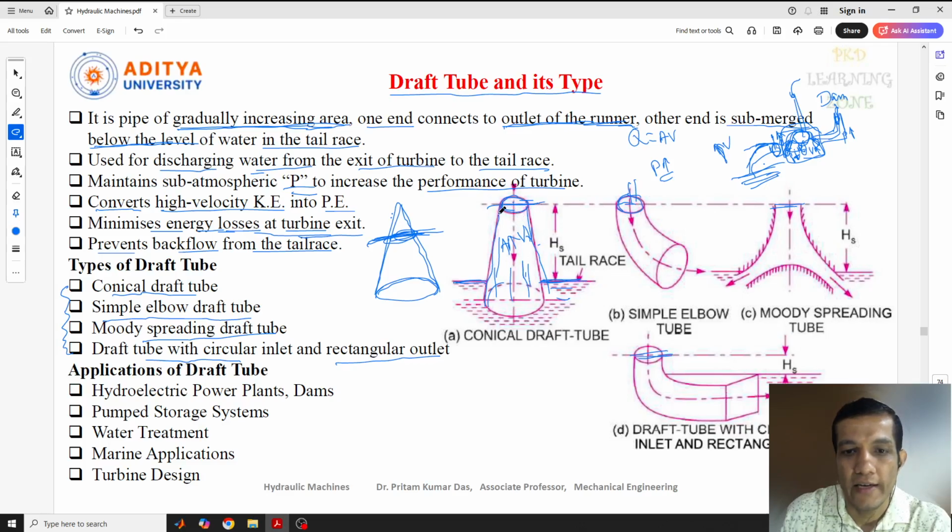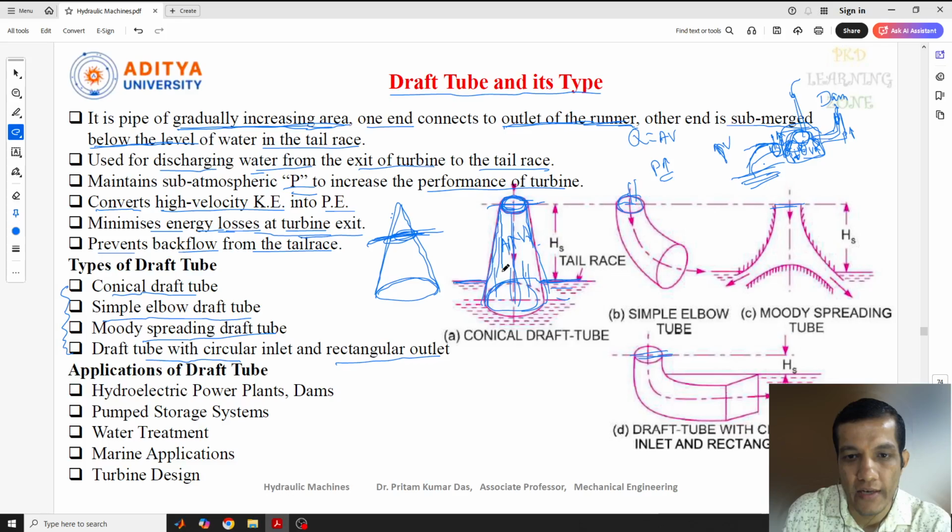And it will be placed vertically. The conical draft tube will be placed vertically. Here the diameter at the top is very small, and the diameter at the outlet is slightly more than the inlet. The flow direction will be straight and divergent, and you can see it is conical because there is some angle in the cone.